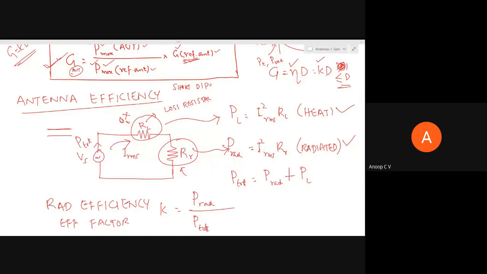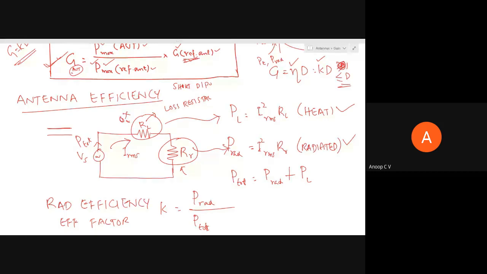So the key takeaway should be gain is efficiency times directivity. An antenna cannot radiate all the power delivered to it. It will radiate only a part. So the actual antenna is not an ideal antenna. For a practical antenna, the efficiency is less than 1, that is radiated power by total power. So gain is nothing but efficiency times directivity. That's it. So gain of practical antennas we'll see later.